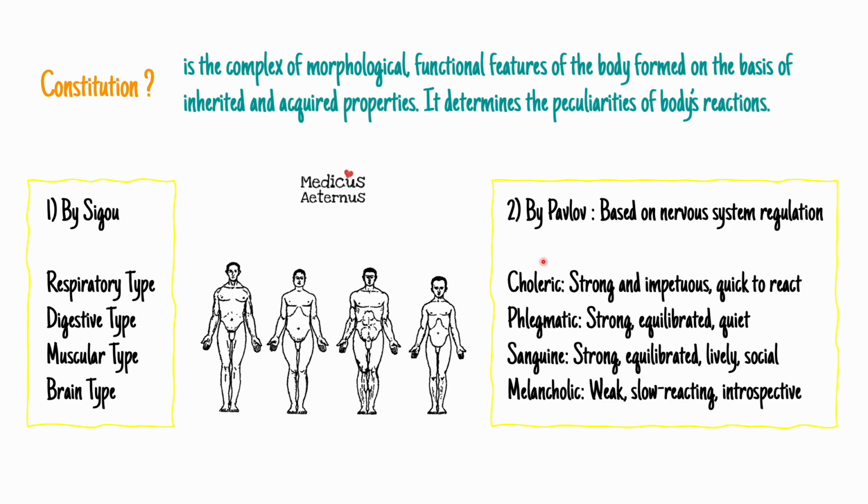Now we will speak about the Pavlov method. The Pavlov method is based on the nervous system regulation. It shows that people are divided into 4 types: the choleric, which are the strong and impetuous individuals. They are quick to react. The phlegmatic, the strong, equilibrated, and quiet individuals. The sanguine shows the strong, equilibrated, lively, and social individuals. And the melancholic, the weak and slow reacting, introspective individuals.